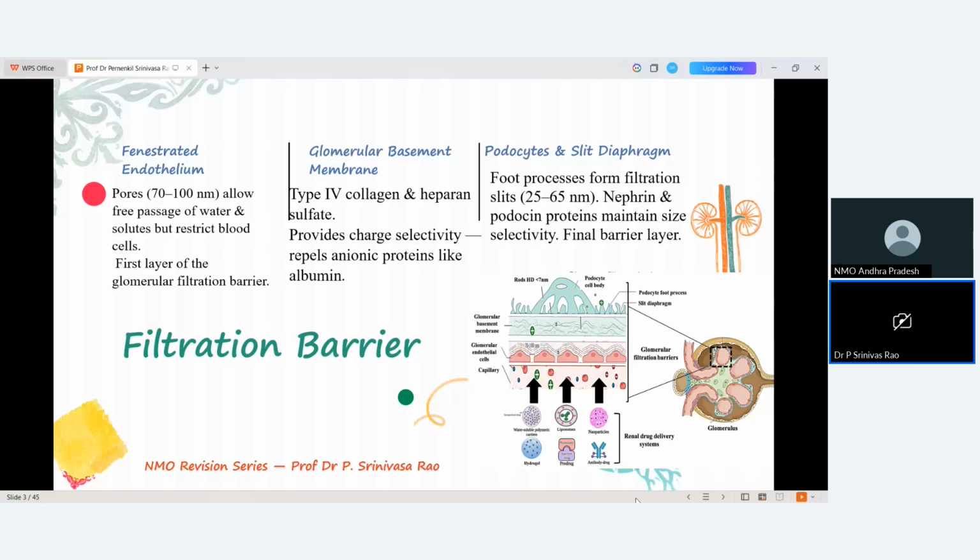And the third one is the podocyte and slit diaphragm. Podocytes have foot processes. The cells which look like legs are called foot processes. They form a filtration slit. Nephrin and podocin proteins maintain the size selectivity. So this is also an MCQ for NEET. Nephrin and podocin proteins maintain size selectivity.